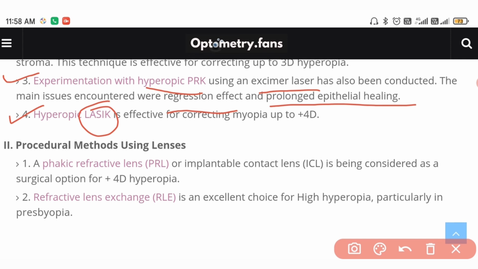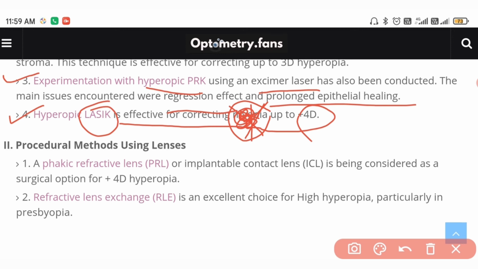Each and every person knows about LASIK, what it is and what it is used for. This is also a corneal based procedure. It is effective for correcting hypermetropia up to 4 diopter. Here the word myopia was written by mistake, but it is hypermetropia. LASIK is also used in myopia, but that word is wrong here, so replace myopia with hypermetropia. It corrects refractive error of hypermetropia up to +4 diopter.